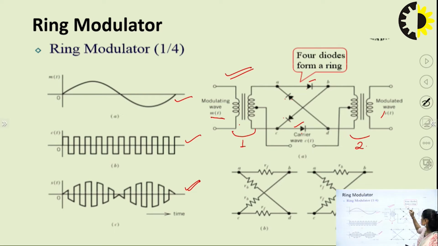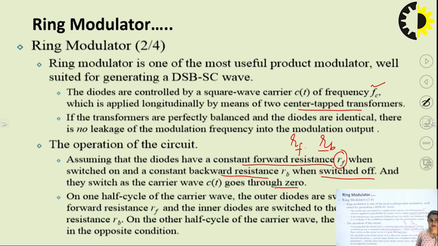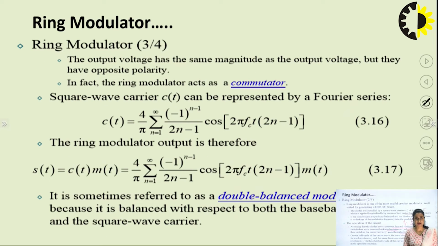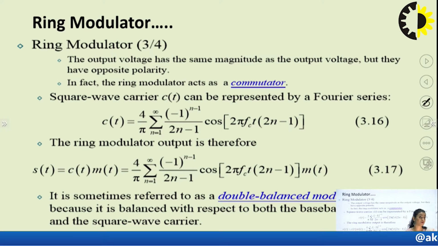We are talking, these two are my outer diodes. So for the positive half cycle of my carrier, this is forward bias, this is forward bias, and these two are reverse bias. But for the negative half cycle, these two are forward, and the outer two are reverse bias, right? On the other half cycle of the carrier wave, the diodes operate in the opposite condition, true. So the output voltage has the same magnitude, but opposite polarity. So it acts as a commutator.